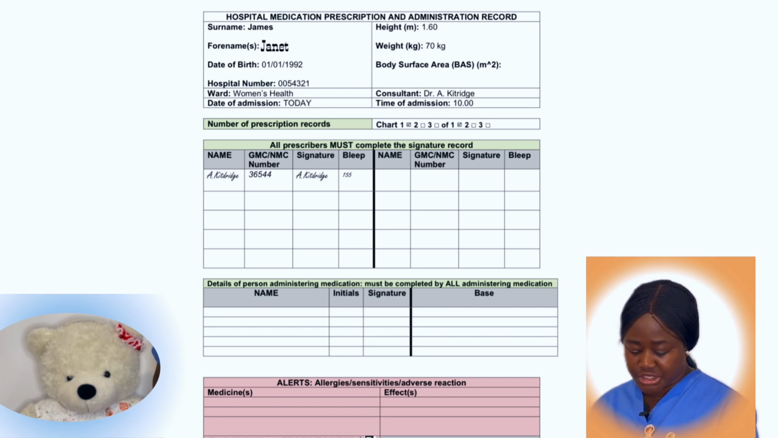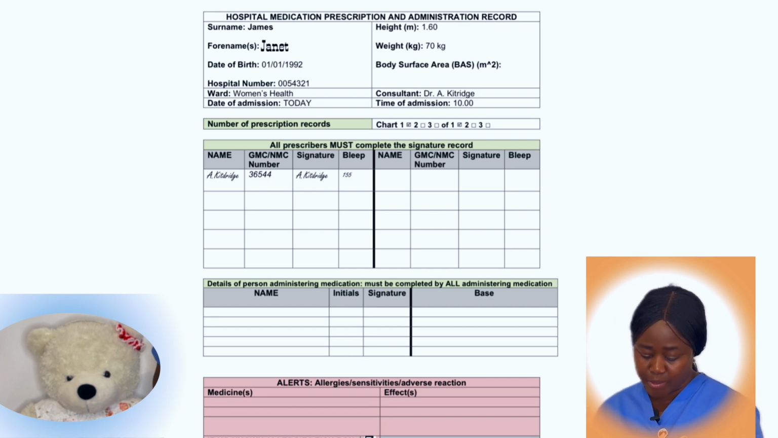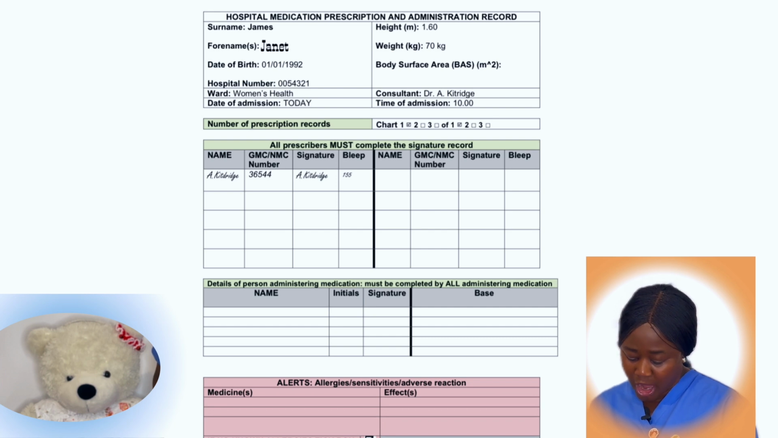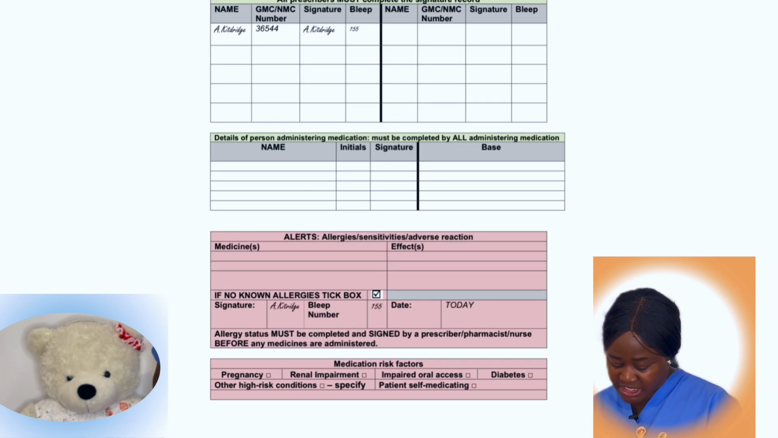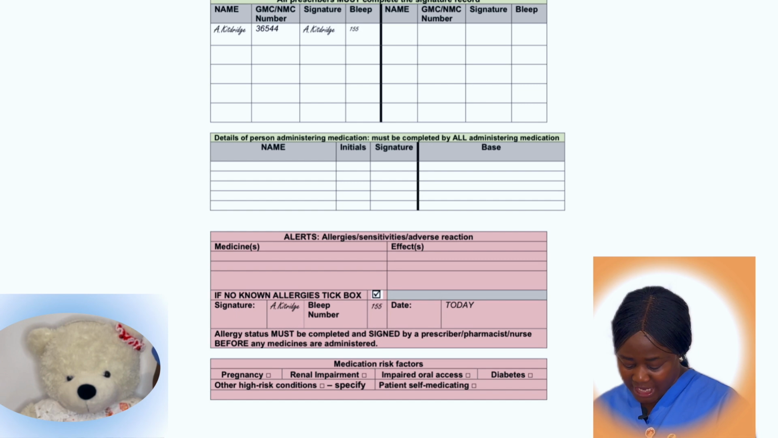Signed by Dr. A. Kittredge, 36544, GMC number, signature A. Kittredge, and bleep number 155. Details of person I'll be administering medication. I'll be coming back to sign this. Under the alert, there is no medication for allergy. And the no is ticked and duly signed by Dr. A. Kittredge, bleep number 155, and date is today. Medication risk factor, there is no ticked risk factor. And if any is ticked, just mention it and you'll be mindful of that.